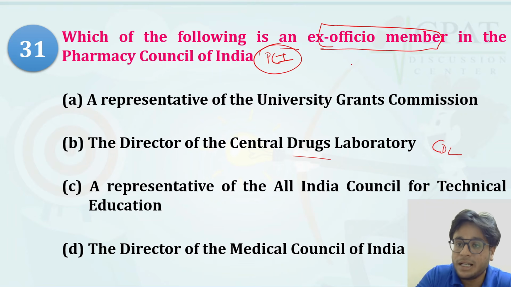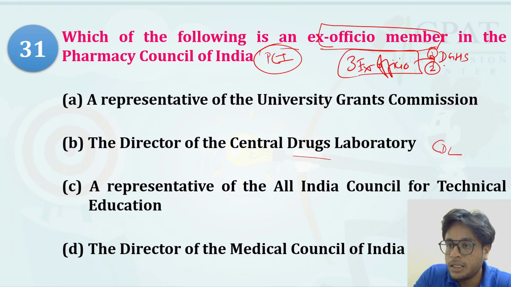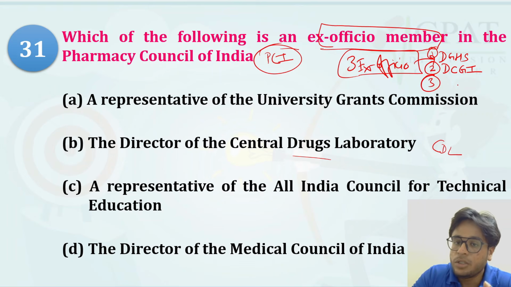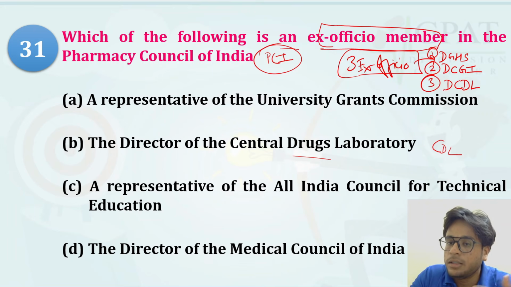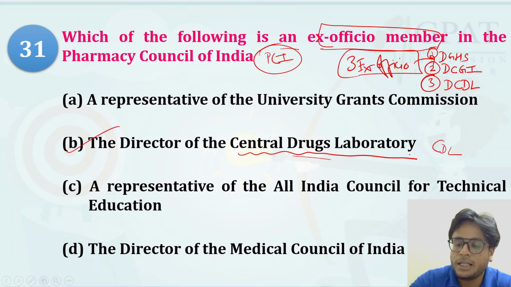So as we know, there are three ex officio members. So one of them is mainly the Director General of Health Services. Two is the Drug Controller General of India, and three is mainly going to be the Director of CDL, that is the Central Drug Laboratory. So yes, option B contains the Director of Central Drug Laboratory. So it's going to be the correct answer for that particular question.